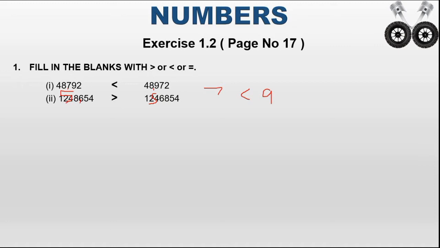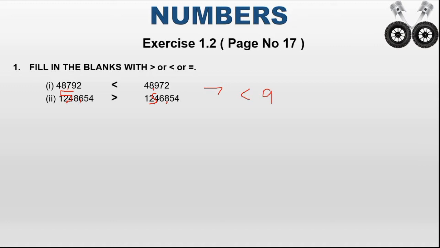12,48,654 and here 12,46,854. So both are having the same number of digits, that is both are having 7 digits. So now we have to compare the numbers. Both are having the first digit as the same number 1, and then the second digit as the same number 2, and the third digit they are having the same number 4.